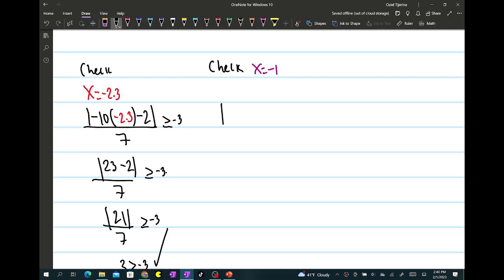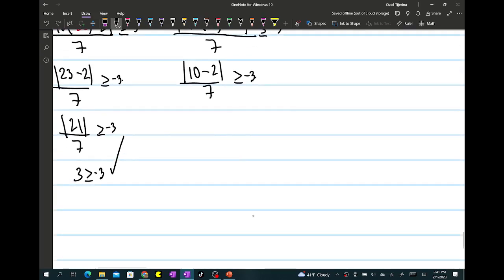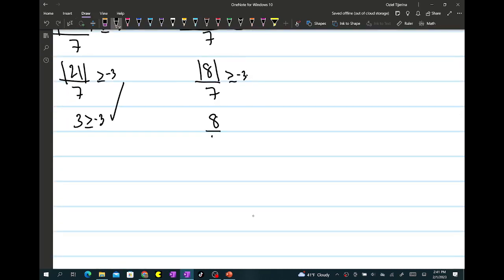So the absolute value of negative 10 times negative 1 minus 2, all over 7, is greater than or equal to negative 3. So I'm going to get the absolute value of 10 minus 2, all over 7, is greater than or equal to negative 3. I'm going to get the absolute value of 8 over 7 is greater than or equal to negative 3. And I get 8 over 7 is greater than or equal to negative 3.